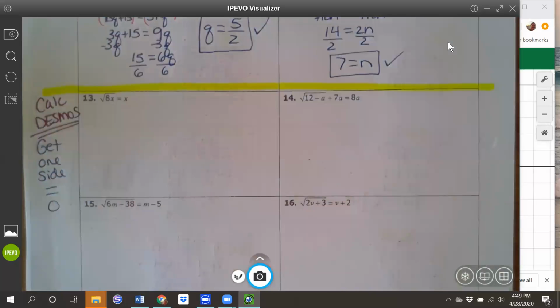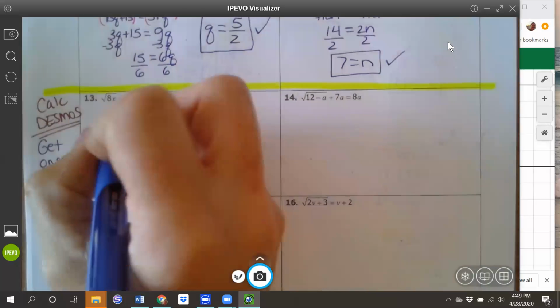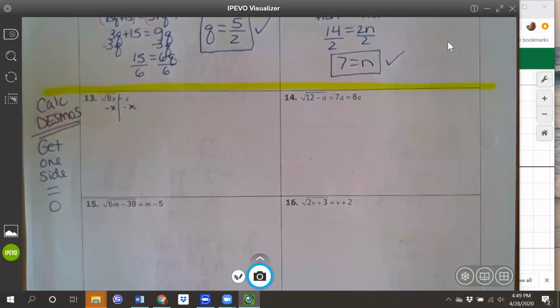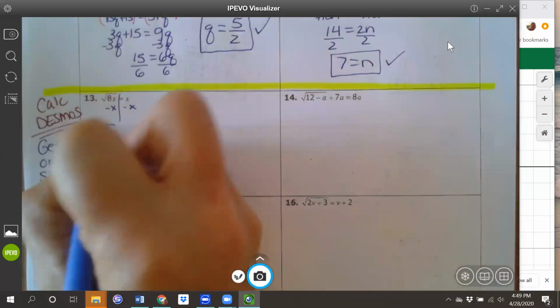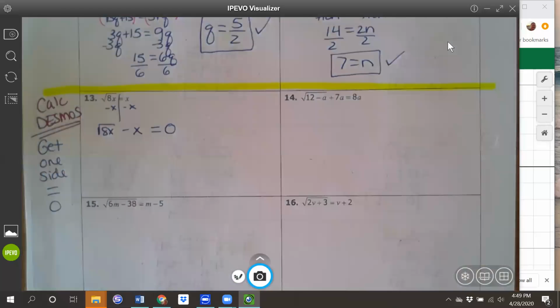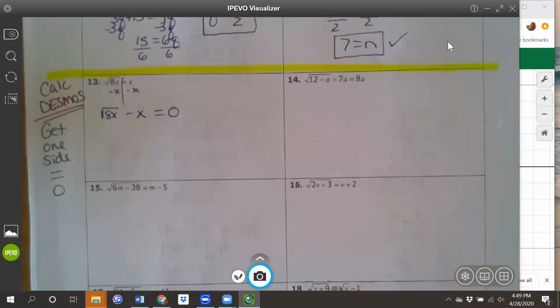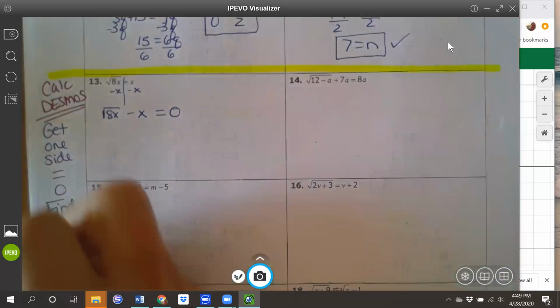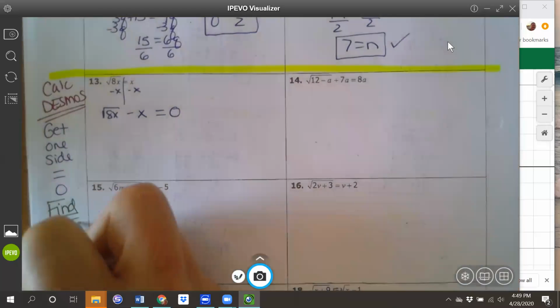You are going to get one side to equal 0. So I would subtract x on both sides here, which would give me square root 8x minus x is equal to 0. Because we are now equal to 0, that means on your calculator or on Desmos, you are now going to find your zeros.